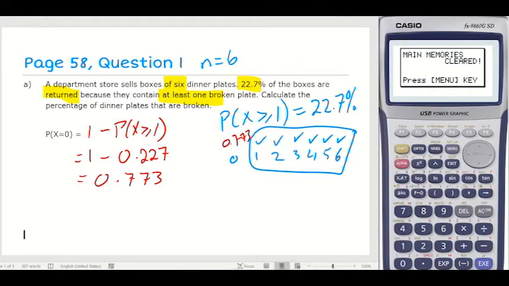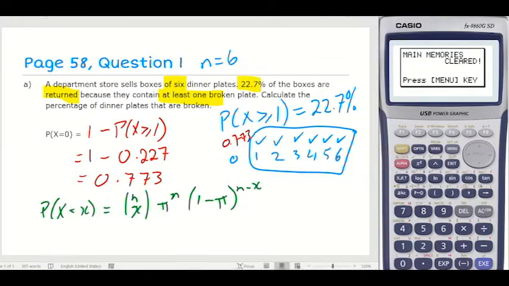Once we have that, this is where we need to remember the formula. So the probability of x is, and this is the full formula from the formula sheet, pi to the power of x times 1 minus pi to the power of n minus x. Now, because we are going to substitute in an x value of 0 into that formula, hang on, there should be an x.